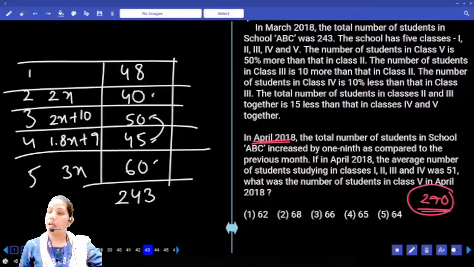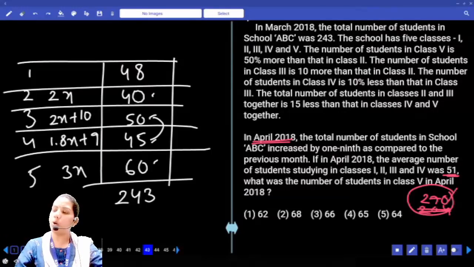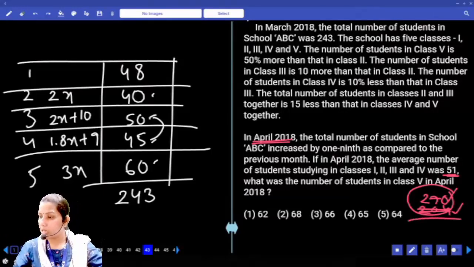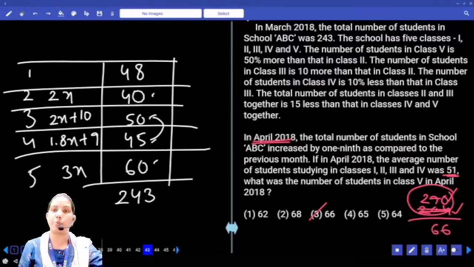Okay, next. If in April 2018, the average number of students studying in classes 1, 2, 3, 4 was 51, then what was the number of students in class 5? Average for how many classes? 4 classes with average 51, so the sum of 4 classes is 51 into 4, that is 204. 270 total, 204 for 4 classes, so the remaining is 66, third option. Compared to 243, 1/9 means 27 more, so presently it is 270.